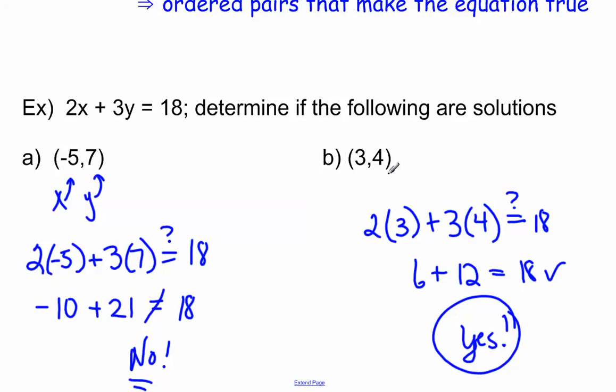However, if we take the second ordered pair, we take the 3, plug it in for this x, the 4, plug it in for this y, and work it out, we get 18 equals 18, which is absolutely true, so that's a solution. What this tells us is that if we were to graph this equation in that two-dimensional xy space, we would see this ordered pair 3, 4 on the line, but this ordered pair -5, 7 would not be on the line.